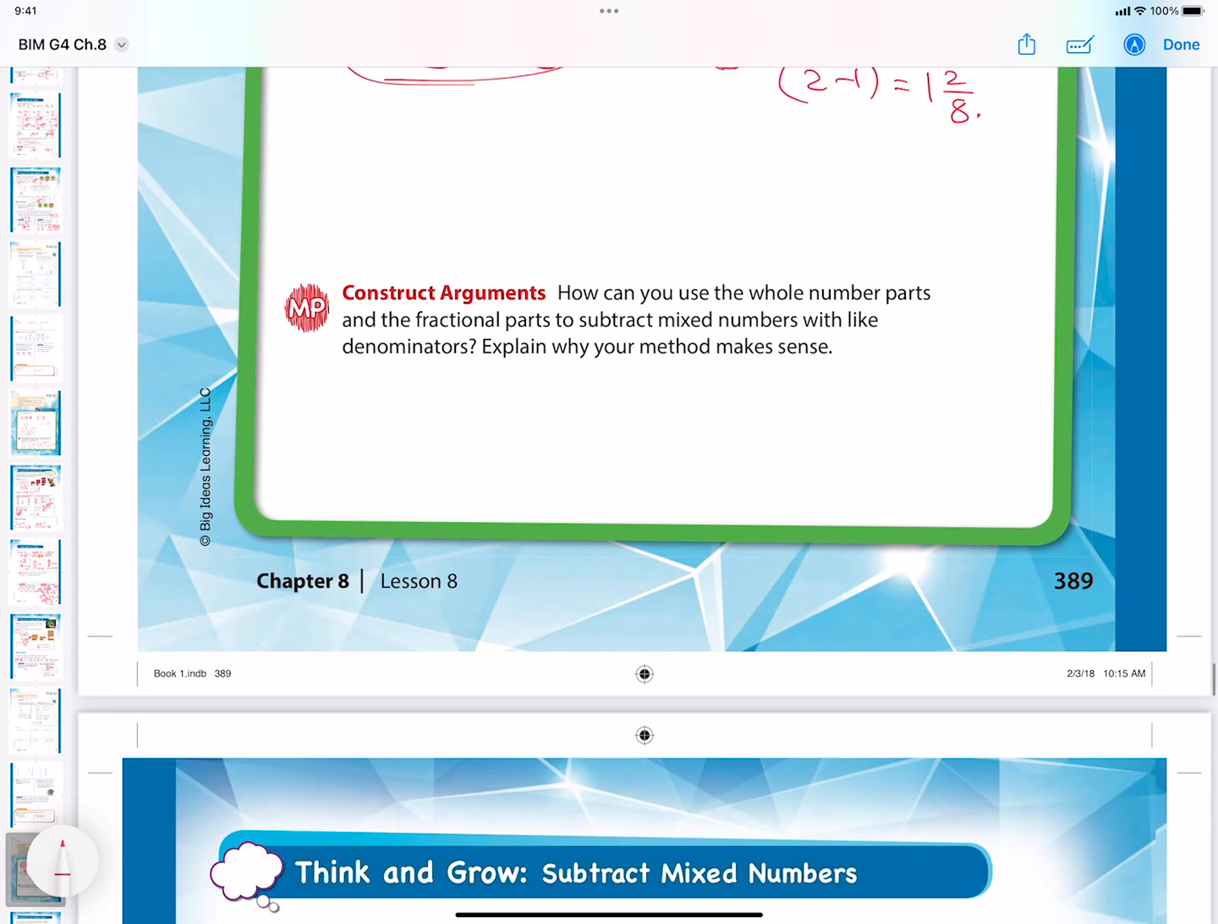So let's write it down. Subtract the same denominator fractions, because they were saying what? With like denominators, with same denominators. Okay, subtract the same denominator fractions. Okay, regroup if necessary, and subtract the whole numbers.